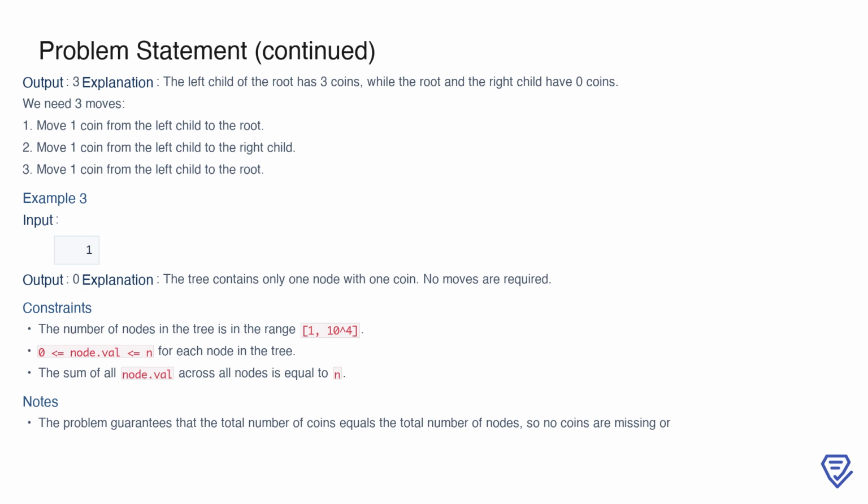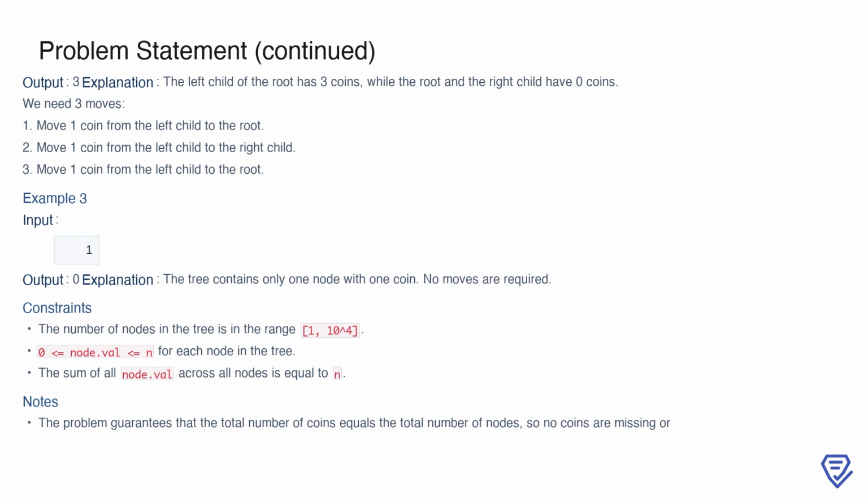In the second example, the tree has 3 nodes as well, but this time the left child of the root contains 3 coins, while the root and the right child have none. To balance the coins, we need 3 moves. First, we transfer one coin from the left child to the root. Next, we transfer another coin from the left child to the right child. Finally, we transfer one more coin from the left child to the root. After these 3 moves, each node will have exactly one coin, so the output is 3.